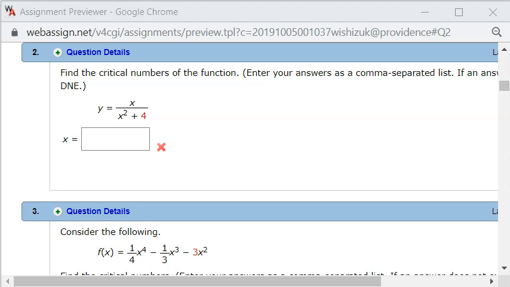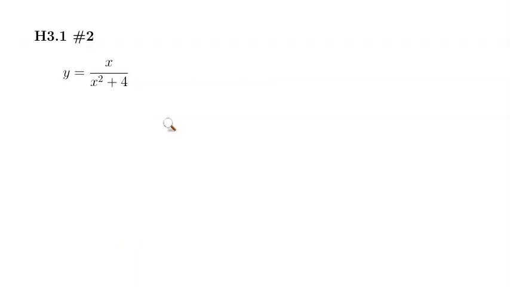All right, let's look at homework 3.1, problem number 2. We have this rational function and we want to find its critical numbers. So let's do that. First we need to take the derivative.